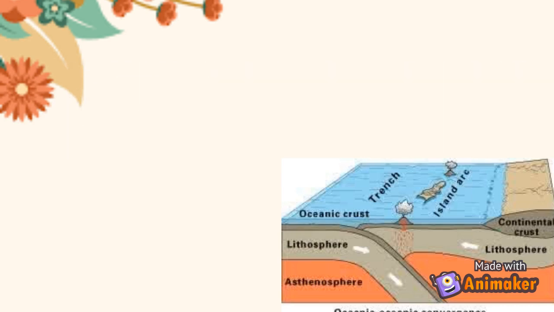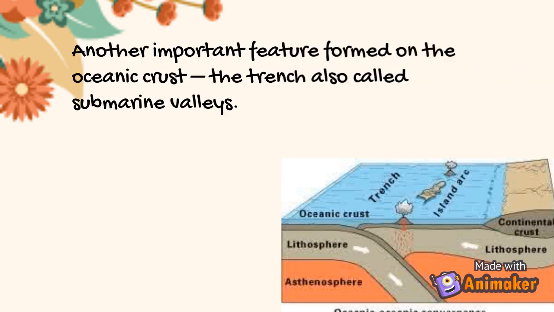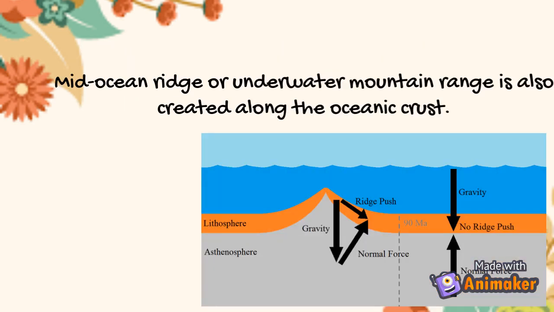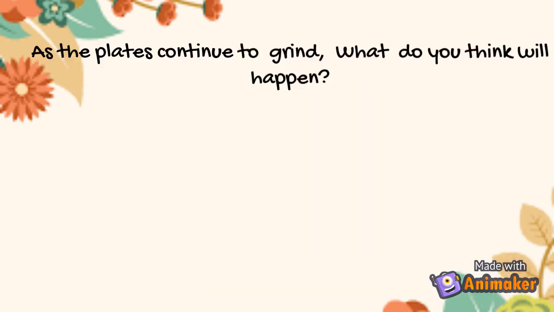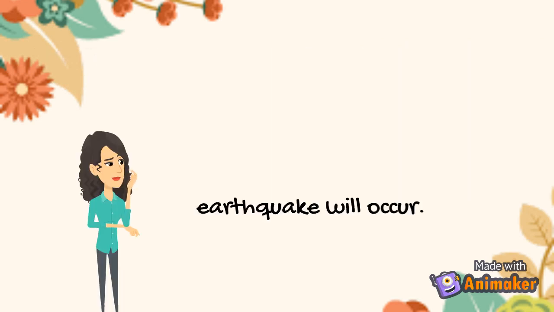Another important feature formed on the oceanic crust is the trench, also called submarine valleys. Mid-ocean ridge or underwater mountain range is also created along the oceanic crust. As the plates continue to grind, what do you think will happen? That's right.